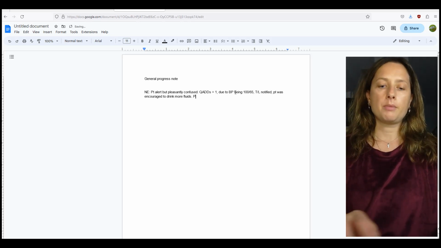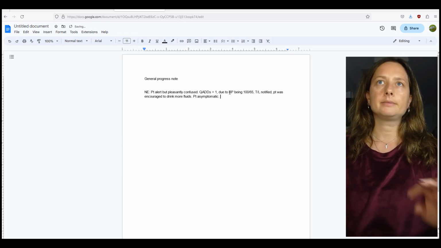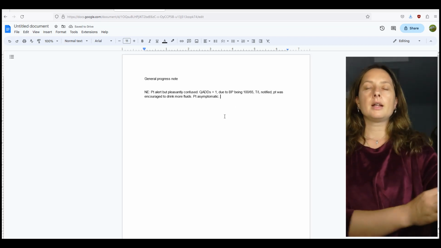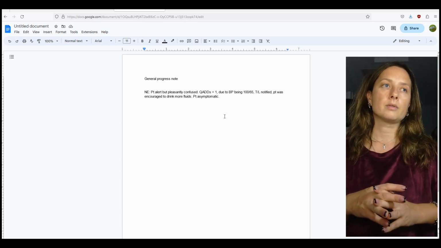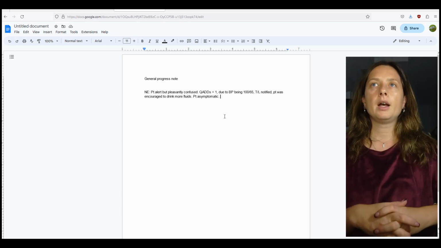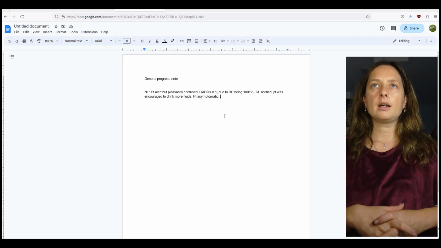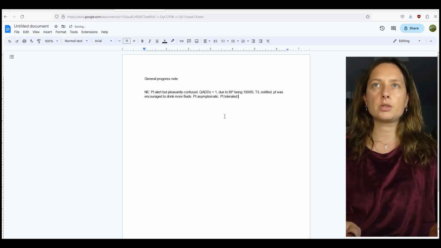Okay, and then I would say patient asymptomatic, which means the patient doesn't have any symptoms like feeling dizzy or lightheaded when they get up going to toilet, so they're not going to fall. Okay, then I would say that patient tolerated meals, or just say food. Patient tolerated food well.